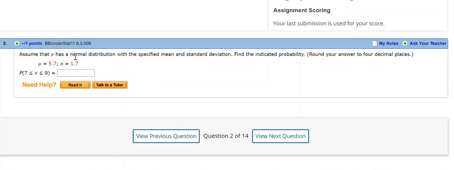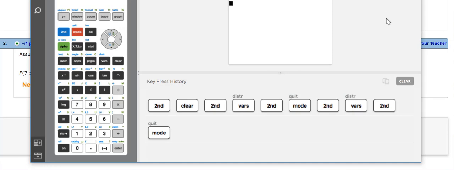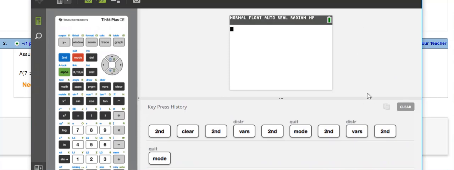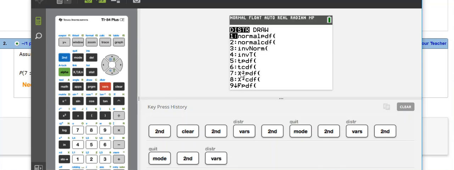We're told it's a normal distribution, so we're going to work off a normal distribution. I'm going to use my calculator. This is for a TI-84, and it will be the same exact idea for a TI-83. I'm talking about a distribution, so I do second and then vars to get to the distribution menu. The first 2 things listed are normal PDF and normal CDF. Since we're talking about many values between those 2 points, we're going to use CDF. So I scroll down to the second one and hit enter.